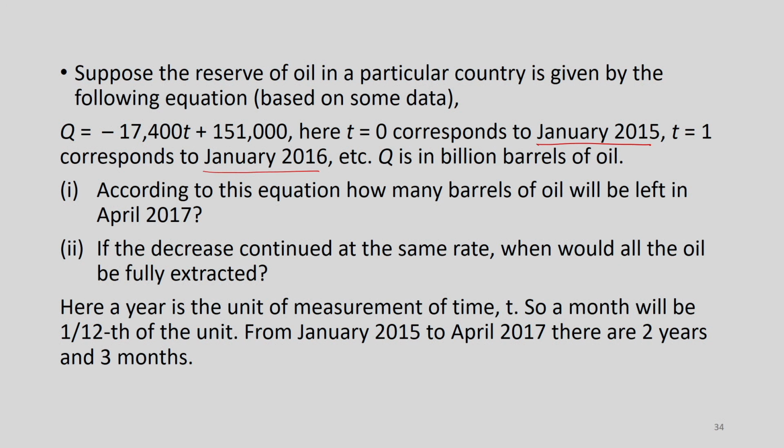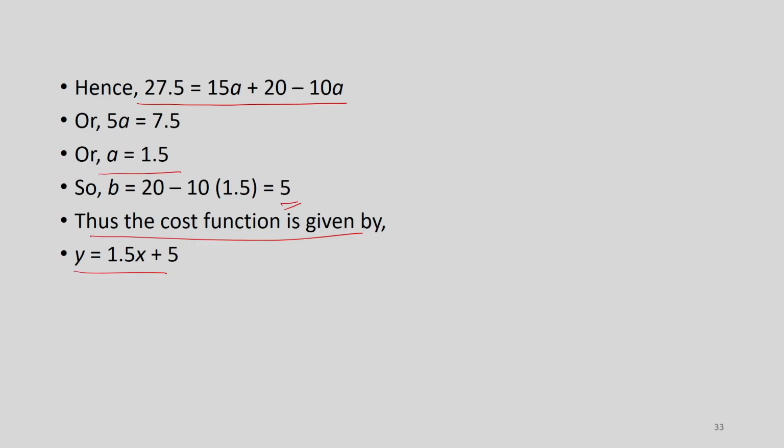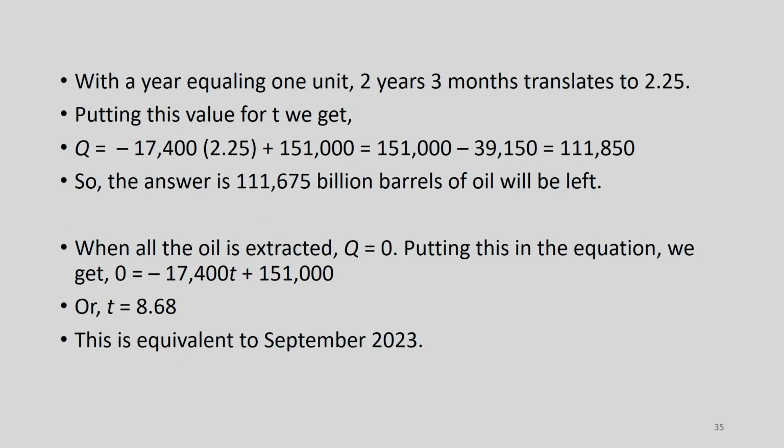Here 1 year is the unit of measurement of time, which is T. So, a month will be 1/12 of the unit. Now, from January 2015 to April 2017, there are 2 years and 3 months. So, 2 years and 3 months will be how much? It will be equal to 2.25, in terms of the unit that we have here.